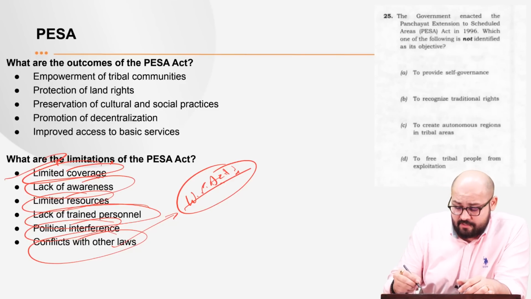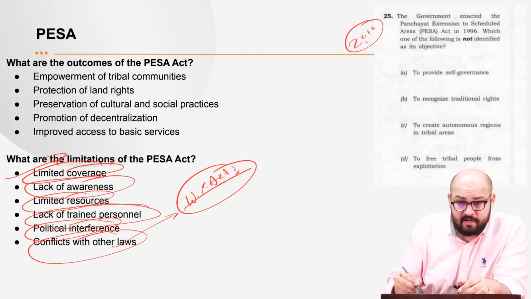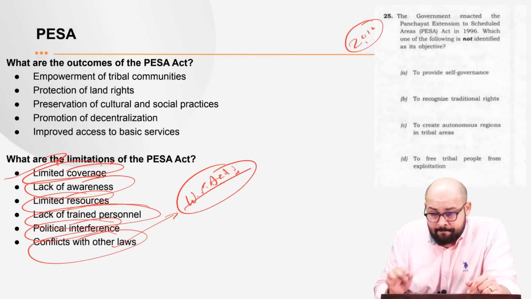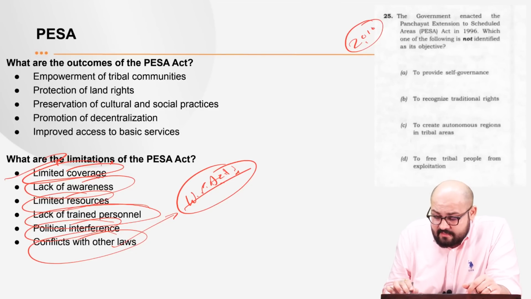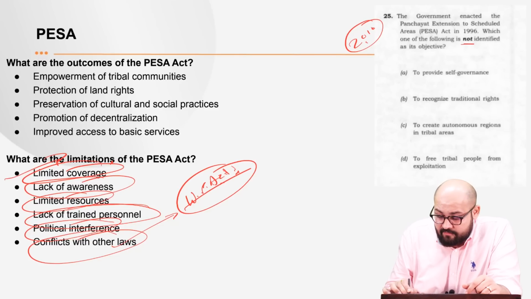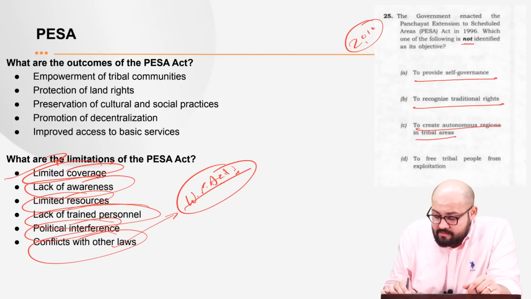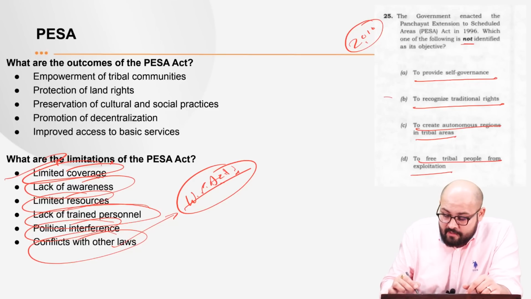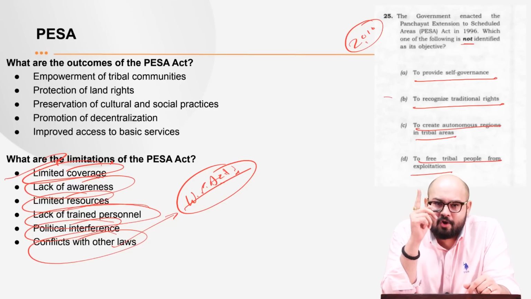Now, here is a question from 2010 prelims, and it is with respect to the PESA Act. Let me read it. The government enacted the Panchayat Extension to Scheduled Areas Act in 1996. Which of the following is not identified as its objective? To provide self-governance, to recognize traditional rights, to create autonomous regions in tribal areas, to free the tribal people from exploitation. Now, let me see who answers first in the comment section.